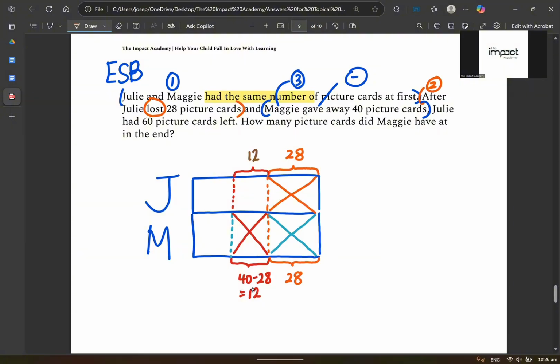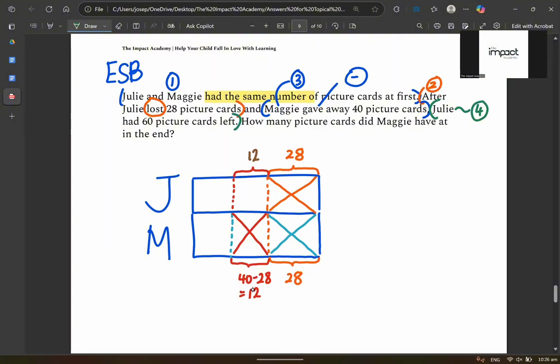Okay, now, what is going to happen now? Of course, I'm going to read the next sentence, right? What is the next sentence? Can everyone read for me sentence number 4? Okay, Simon says, read sentence number 4. Julie had 60 picture cards left. So what does that no longer mean to you? What does that mean to you?